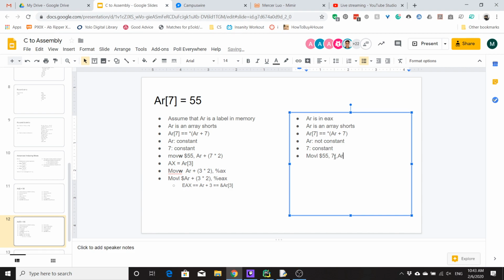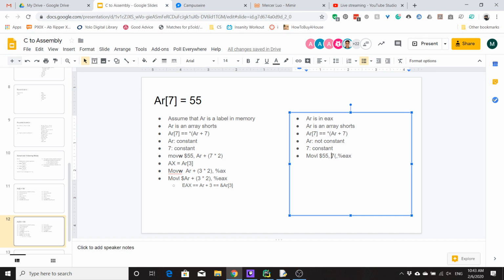Okay, so there are some problems here. The first is that AR, it's a label, right? But you can only put registers in the offset and index fields. So we can't have AR showing up here. Also, AR is in EAX. So if you wanted to, you could do %EAX, because that's a register that has the same value as AR. And that would be fine. But there's one other mistake here.